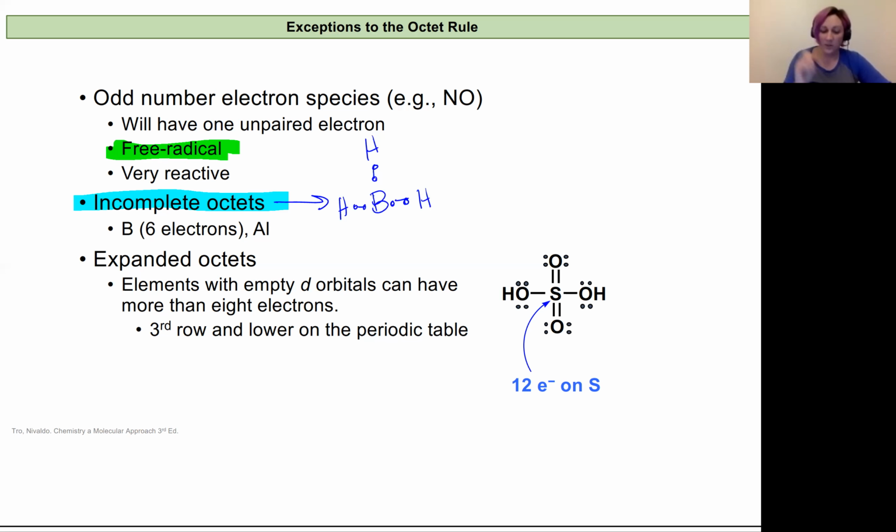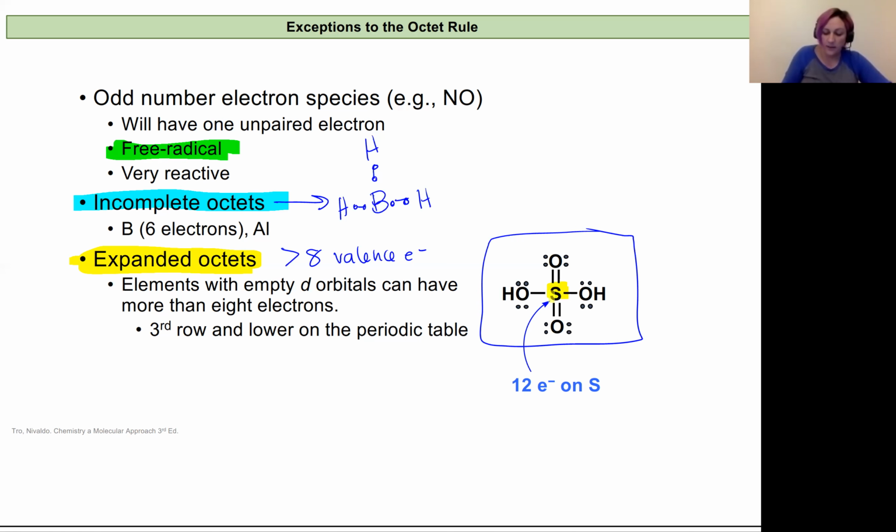Now, the very common one is expanded octets, and we see a lot of this. An expanded octet means there'll be more than 8 valence electrons around an element. Here's an example right here. Sulfuric acid. The sulfur has 12 electrons around it. It's got 6 bonds, and each bond has 2. So it's experiencing 12 electrons around it at that time, which breaks the octet rule. Now, the oxygen and hydrogen are following their rules just fine.